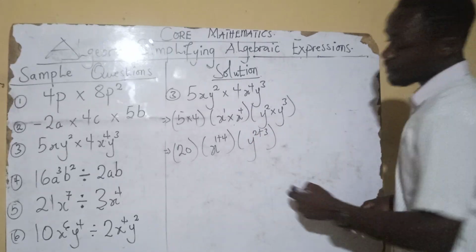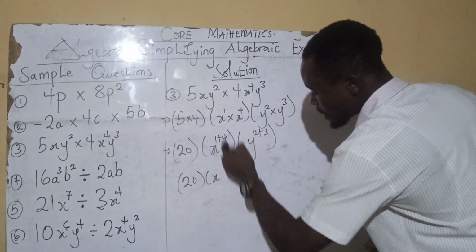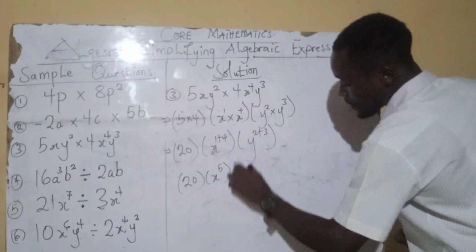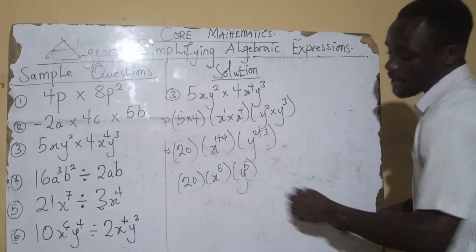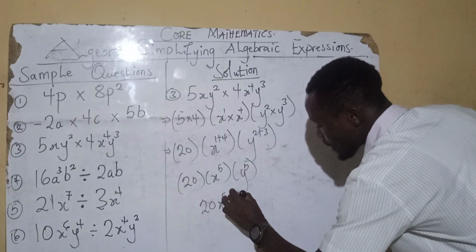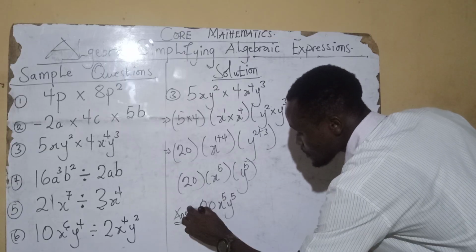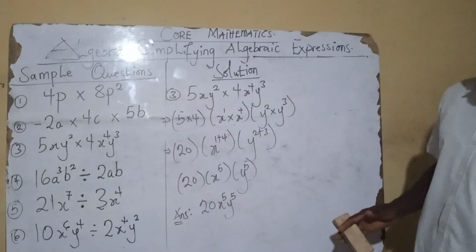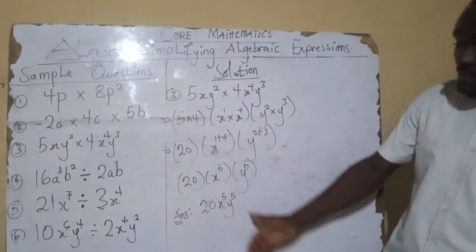I believe you are following. Very good. So here we are getting 20 in a bracket x power 5, because 1 plus 4 gives us 5. In a bracket y power 2 plus 3 gives us what? 5. We are getting 20 x power 5 y power 5. This then becomes our final answer. I believe you are good with that. Very good. Thank you very much. So we are through with the multiplication.